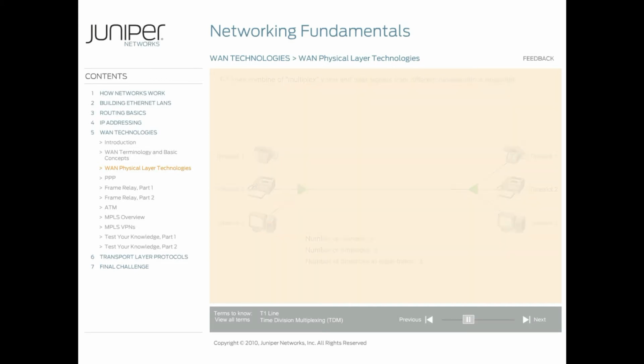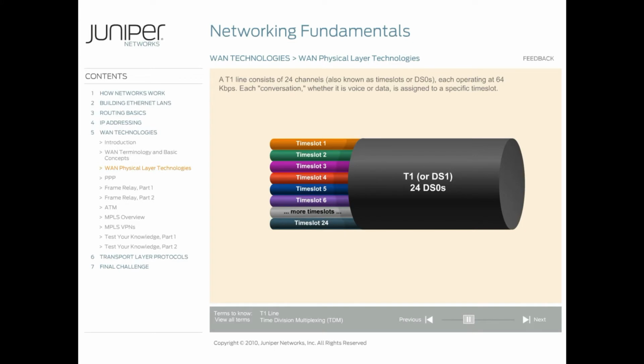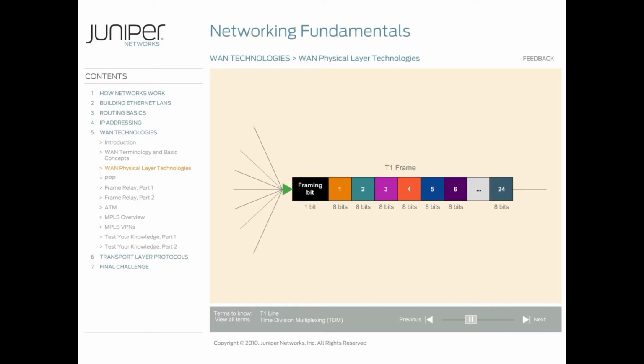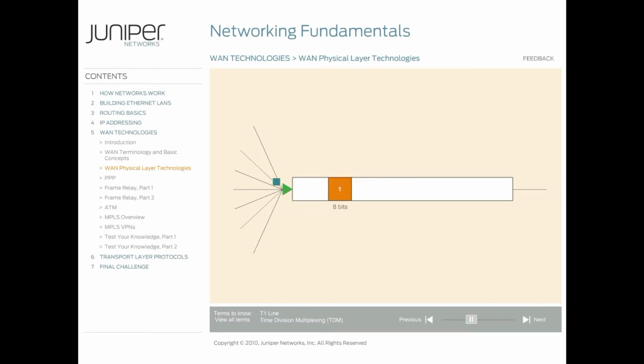communications link. So a T1 line consists of 24 channels, also known as time slots, or DS0s, each operating at 64 kilobits per second. Each conversation, whether voice or data, is assigned to a specific time slot. Each time slot gets a turn to talk or transmit 8 bits at a time. Once all 24 time slots have had a turn, a bit is stuffed in for framing and synchronization, and the process is repeated 8,000 times a second.